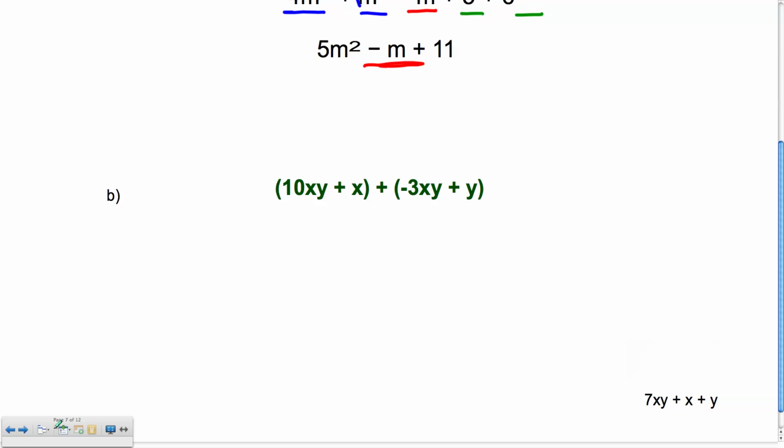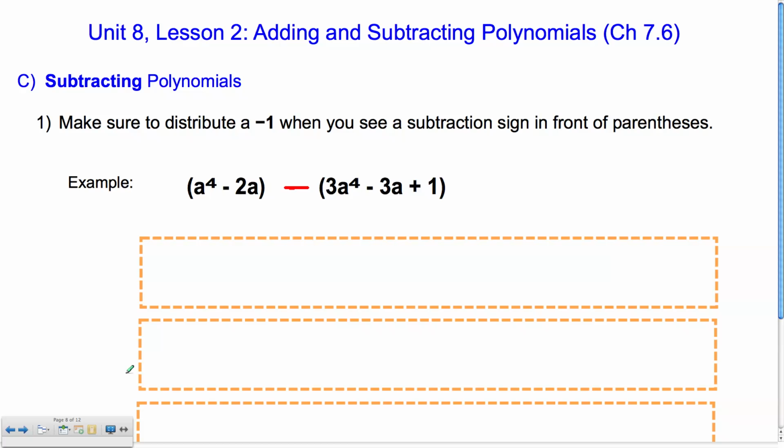Okay, pretty basic. Next, we're going to talk about what to do when you see this dreaded subtraction sign in front of your parentheses. Okay, what's going to happen there? How can I make sure that I add and subtract things correctly? If you want to take a second and write down this statement here, not a bad idea. Make sure to distribute a -1 when you see a subtraction sign in front of parentheses.